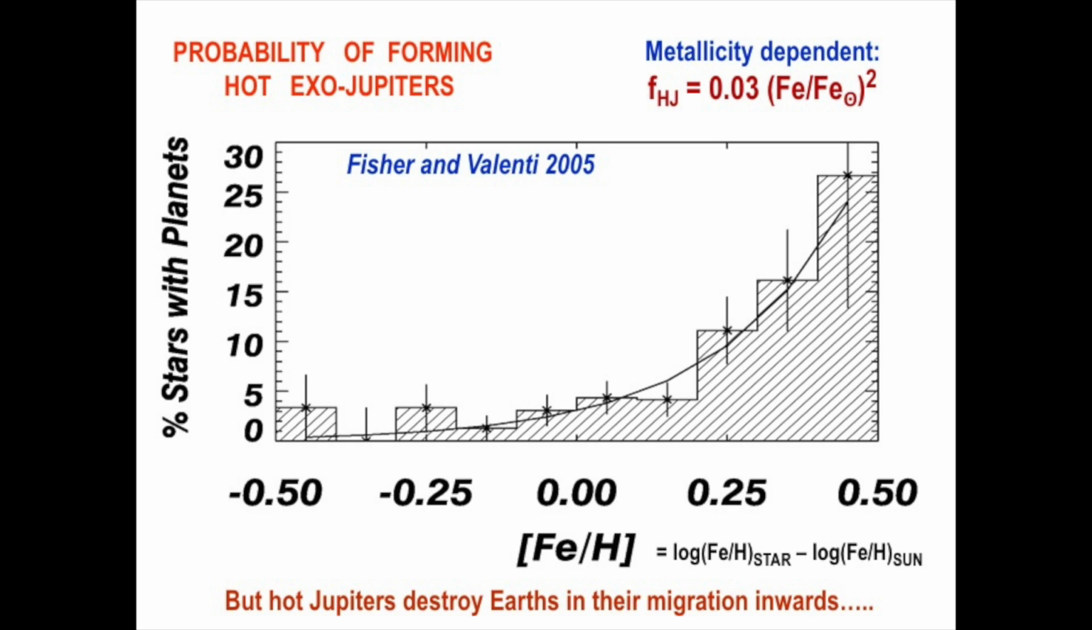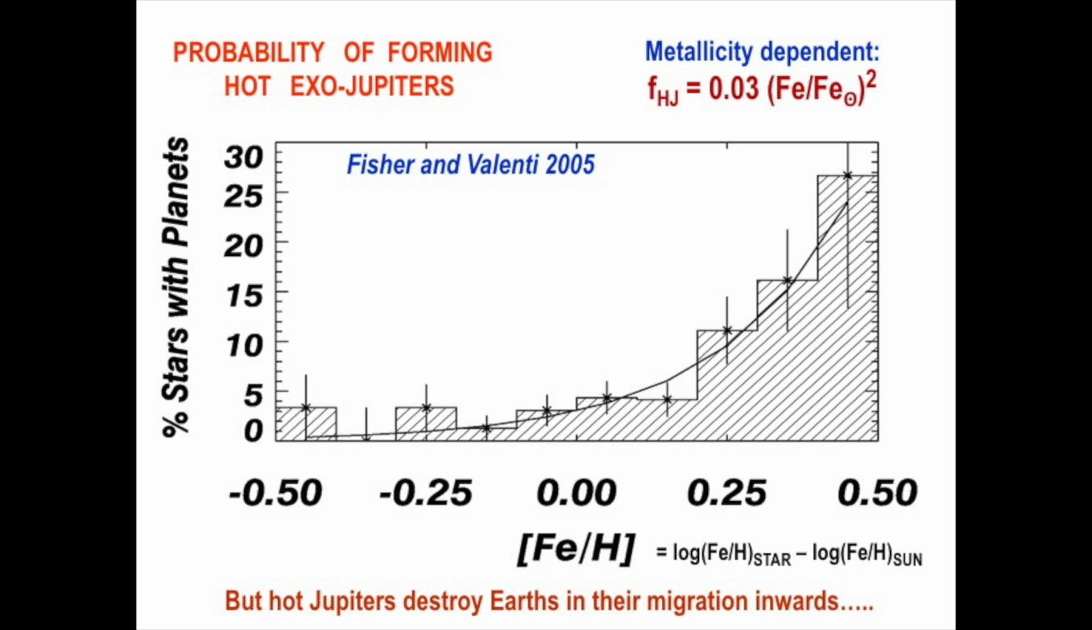Which means that 0 on this scale is the metallicity of the Sun. Minus 0.5, on a logarithmic scale, is 1/3 of the metallicity of the Sun. 0.5 is 3 times the metallicity of the Sun. So you see that around stars that are more metallic than the Sun, it was easier to find them. Observations showed that there were more Jupiters.